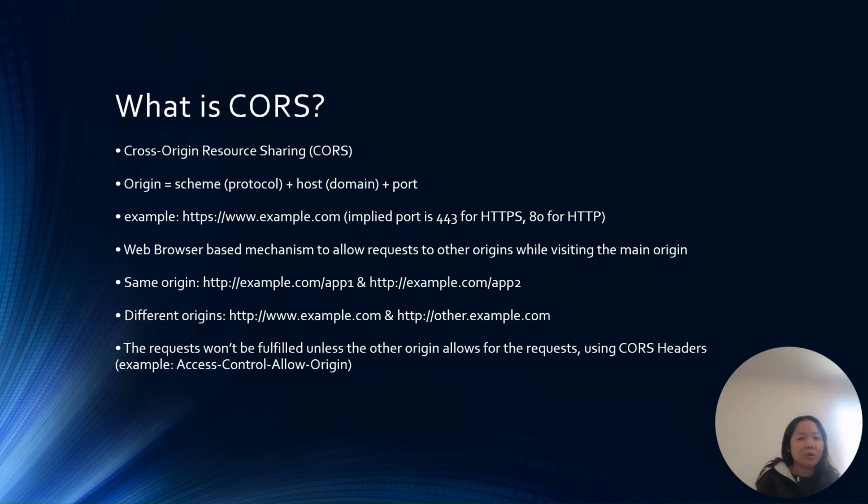What is CORS, or cross-origin resource sharing? An origin is a scheme (protocol), host (domain), and port. For example, in https://www.example.com, the implied port is 443 for HTTPS and 80 for HTTP. CORS is a web browser-based mechanism to allow requests to other origins while visiting the main origin.